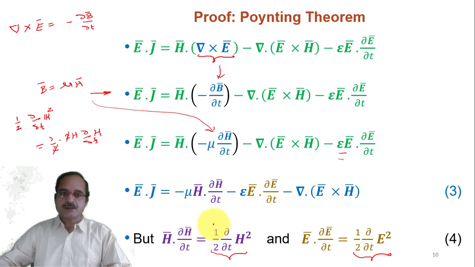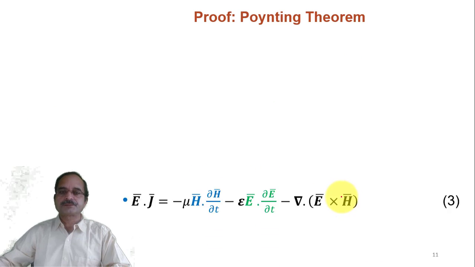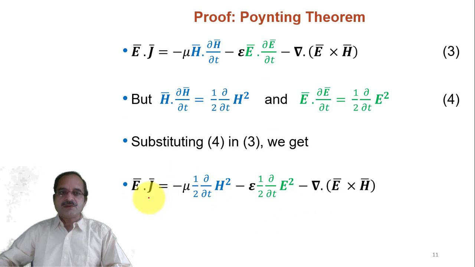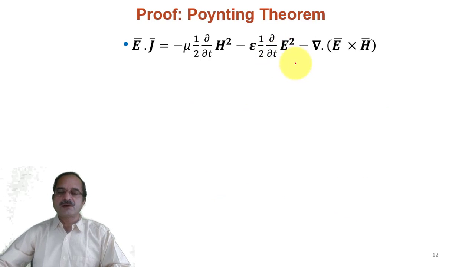So substituting this here in equation 3, this gives us E dot J equal to minus mu 1 by 2 d dt H square minus epsilon 1 by 2 d dt E square minus del dot E cross H. This is the same equation that we have seen in the previous slide.